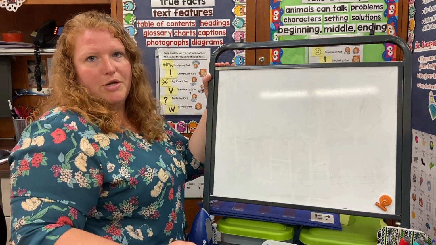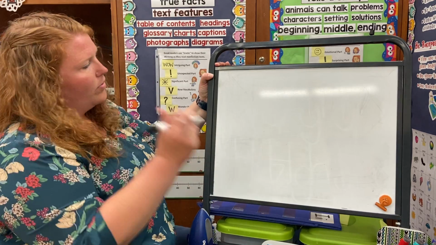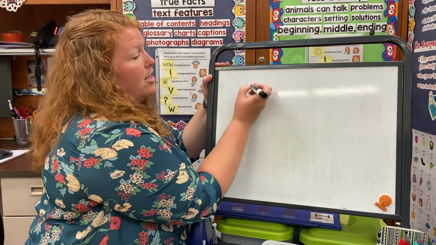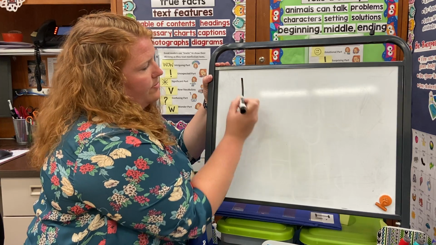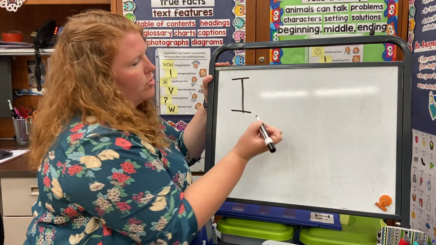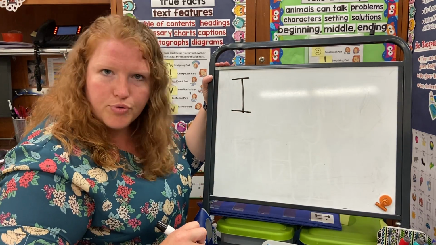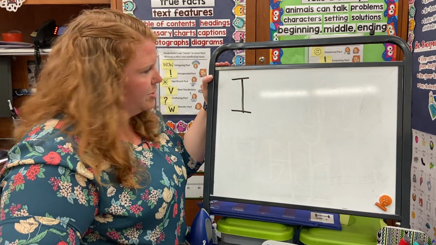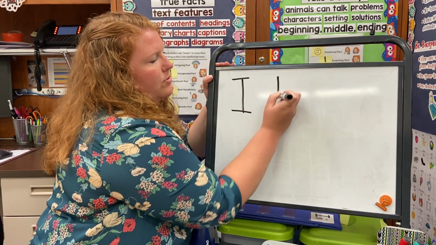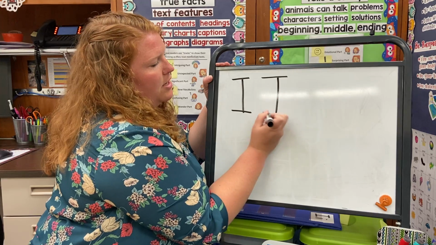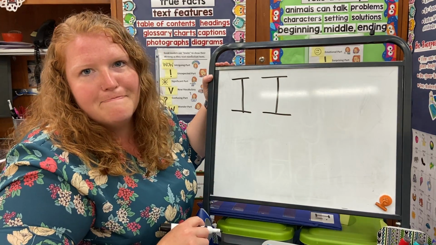But first, we need to make sure we know how to write it, okay? Here we go. Watch me. Uppercase I goes like this. Pull down, across, across. I. Pretty easy, huh? Let's do it again. You do it with me. Pull down, across, across. I.